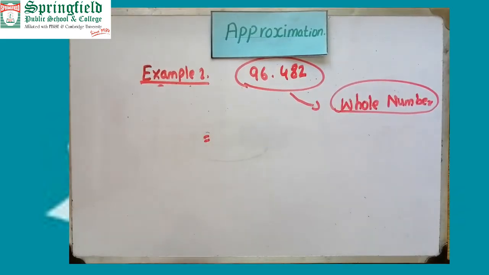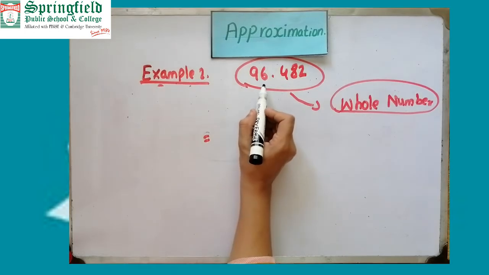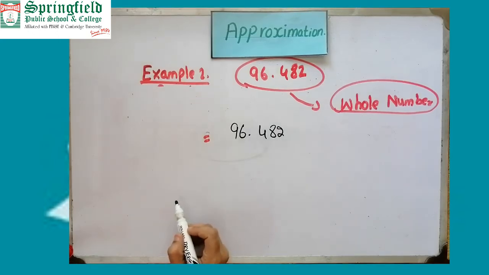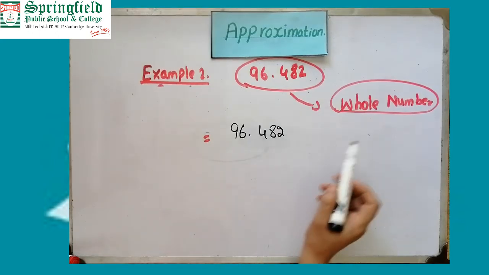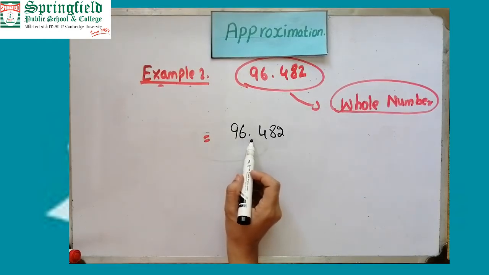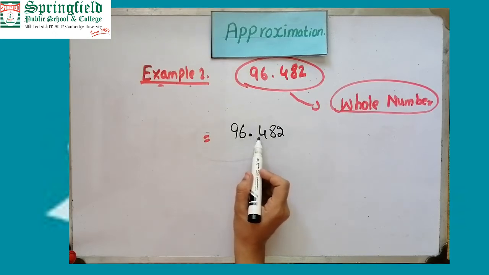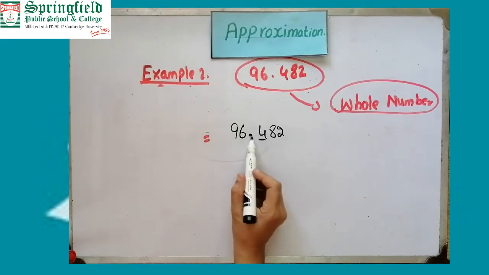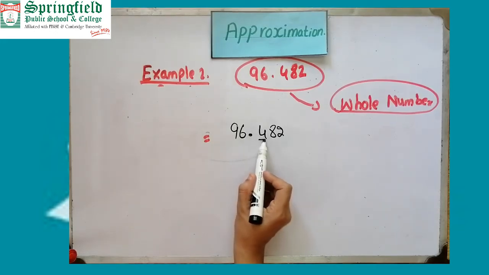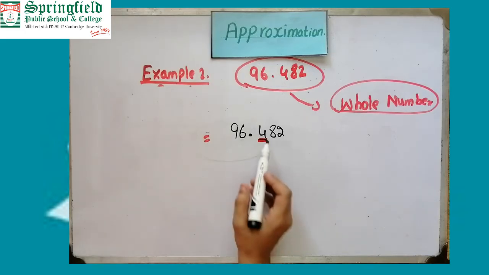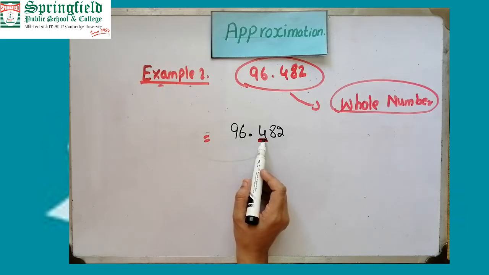So beta, keep in mind, write down the first number, 96.482, and they are saying round off to the nearest whole number. So for a whole number, we will see the digit after the decimal point. After the point, the digit is 4. So highlight or underline this digit, and then 4 is less than 5.